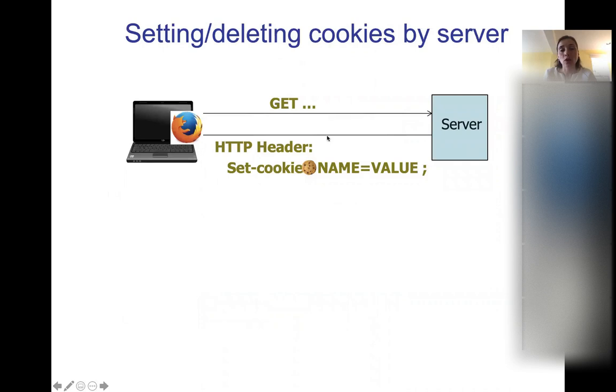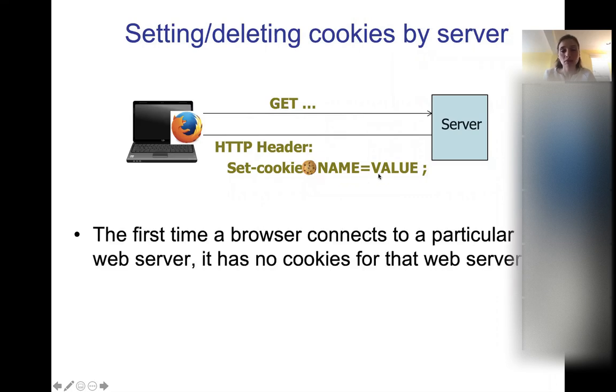All right, so this is in a bit more detail. There's going to be an HTTP header in the HTTP response that is called Set-Cookie. And this sets the cookie, which is a name value pair. Okay, so basically the first time you connect to a web server, you don't have a cookie for that web server. And the web server is going to notice you don't have a cookie.